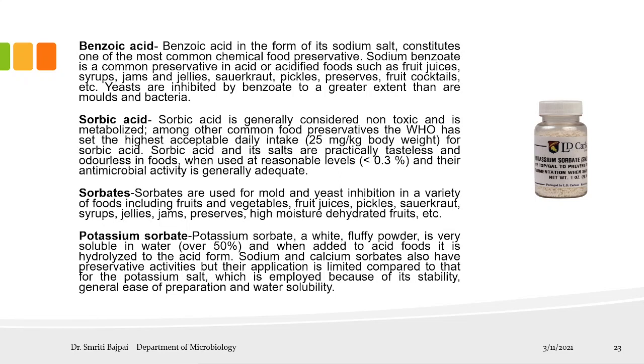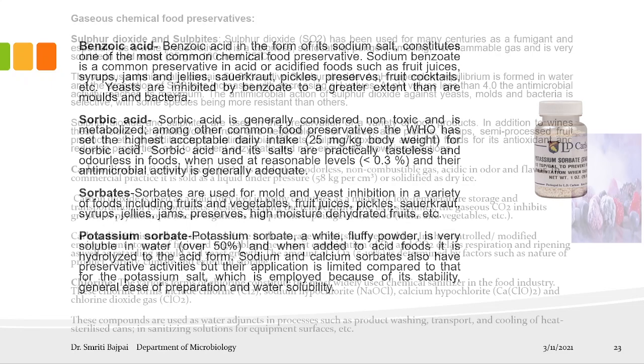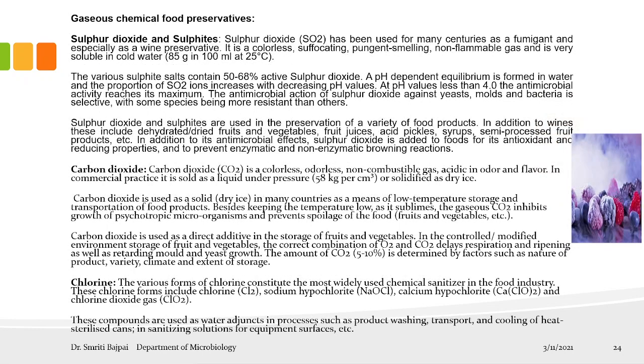Then sorbic acid is used in the form of sorbates, and these are used very much in jam and jellies also. Now potassium sorbate and all these are used for preservation. Now, gaseous chemical food preservatives. In this form, we can see that sulfur dioxide or sulfides, carbon dioxide, and chlorine are all used as gaseous chemical food preservatives.